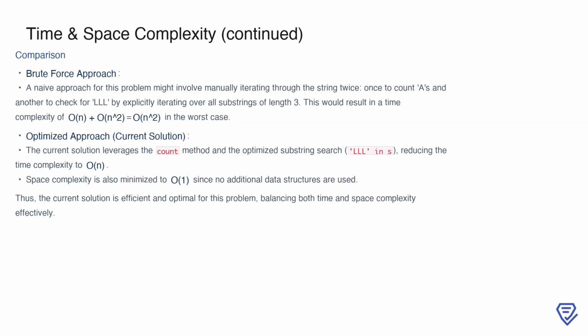Let's compare this solution to a brute force approach. In a naive solution, you might manually iterate through the string twice, once to count occurrences of A and again to check for LLL by explicitly examining all substrings of length 3. This would lead to a time complexity of O(n) plus O(n) squared, or O(n) squared, in the worst case. In contrast, the optimized approach leverages the count method and the substring search LLL in s, both of which operate in O(n) time. Additionally, the optimized solution minimizes space usage to O(1) by avoiding additional data structures. This makes the current solution both time efficient and space efficient, providing an optimal balance for this problem.